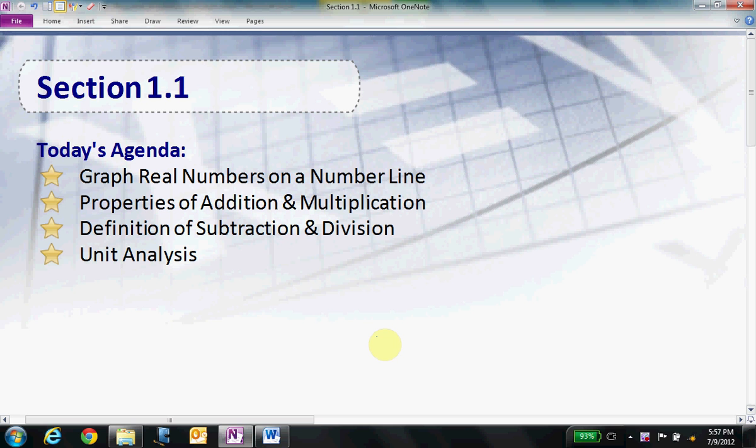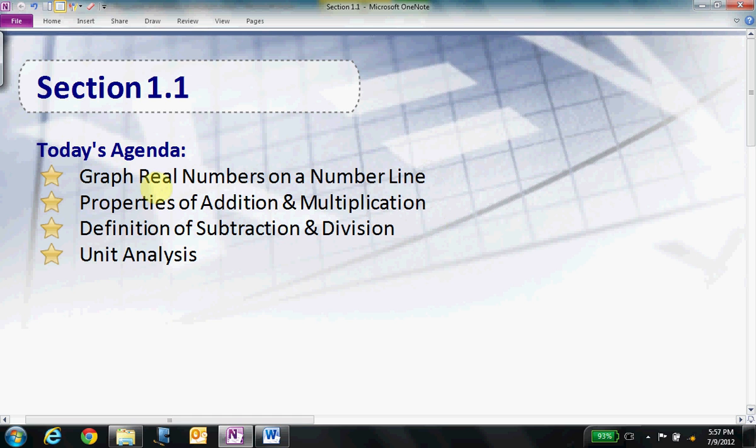So what we're going to look at first is graphing real numbers on a number line. And then we're going to order those numbers from least to greatest. Next, we're going to look at the properties of addition and multiplication. We're going to define subtraction and division, and then we're going to end with a couple problems on unit analysis. So the unit analysis is probably where we'll spend the bulk of our time.